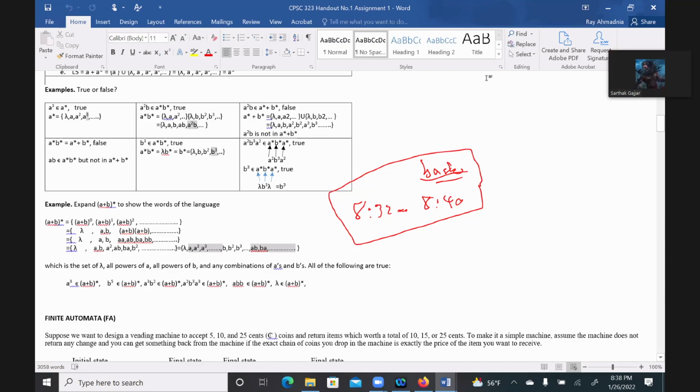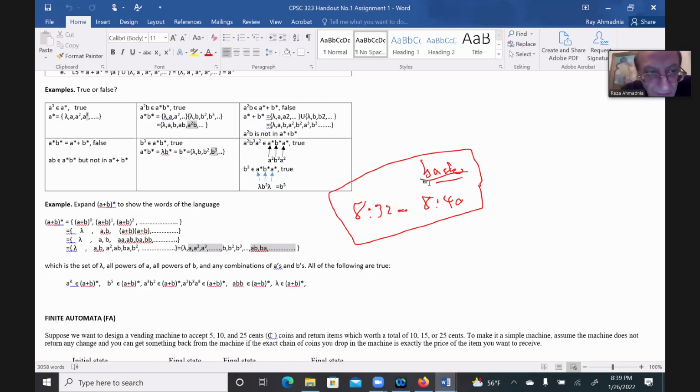Professor, for the fourth one, A star plus B star, in the examples, true or false. The fourth one, this one. Yeah, that one. I know, I'm just asking you another question. A star plus B star is a subset of A star B star.